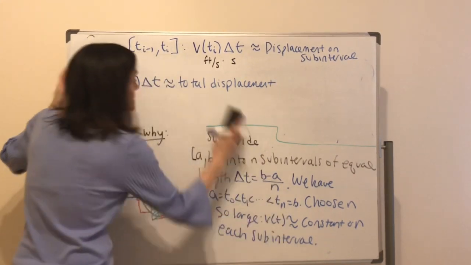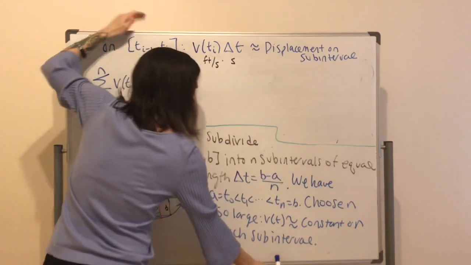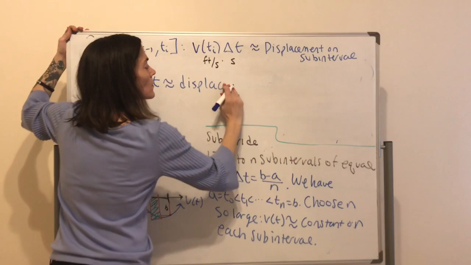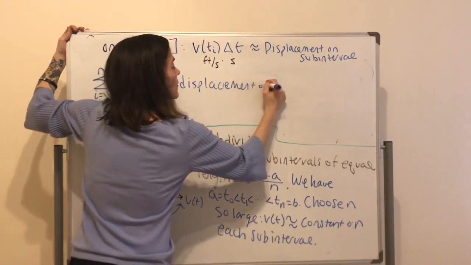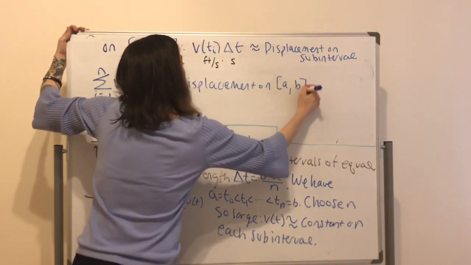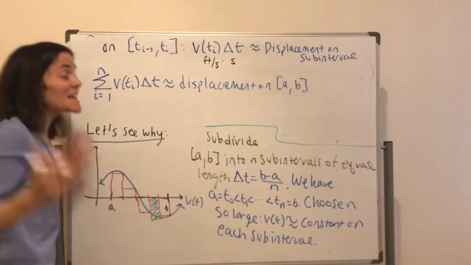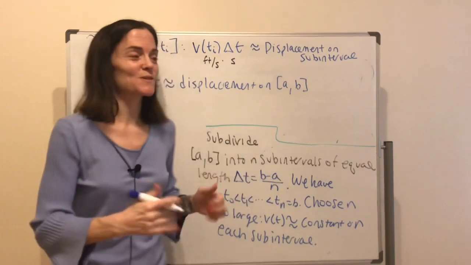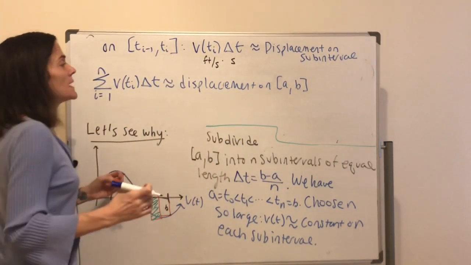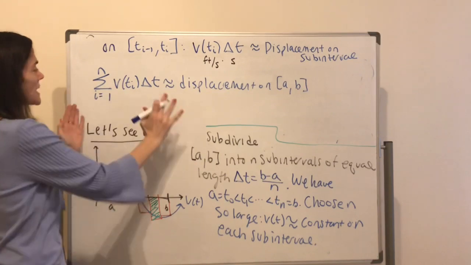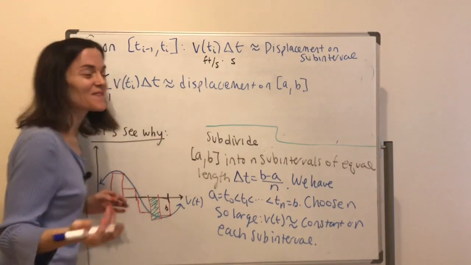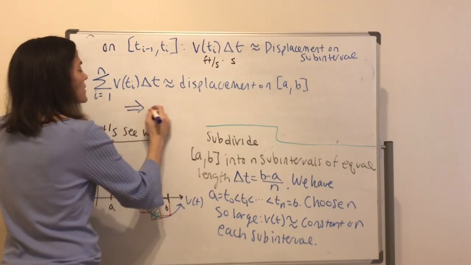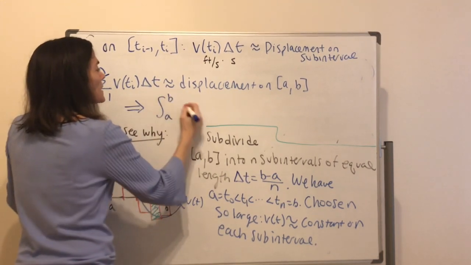Or maybe I should say it differently. I will say the displacement on a to b. The displacement on the whole interval is what I mean. Then we would take a limit as n goes to infinity, or as delta t goes to 0. Those are the same statement. And we know the Riemann sum, when you take a limit, that's the definition of the definite integral. And so it follows that we get the integral from a to b.